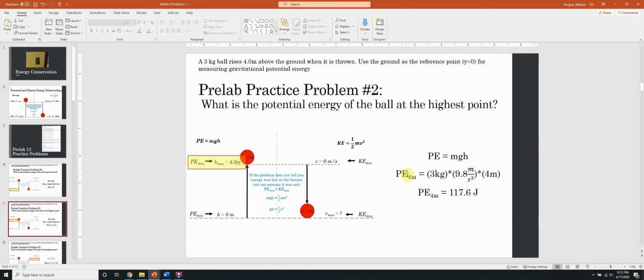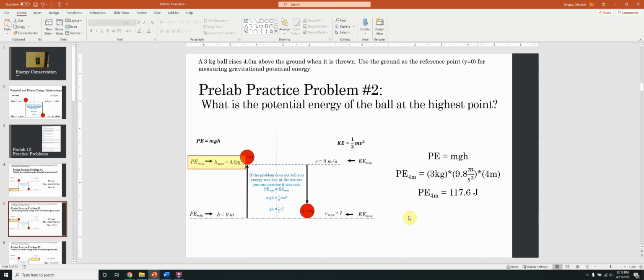So the potential energy at 4 meters is going to be equal to 3 kilograms, which is our mass, 9.8 meters per second squared, which is gravity, and 4 meters, which is our height, right? 4 meters is our height here. So when we multiply that out, we get that our potential energy at 4 meters is equal to 117.6 joules.